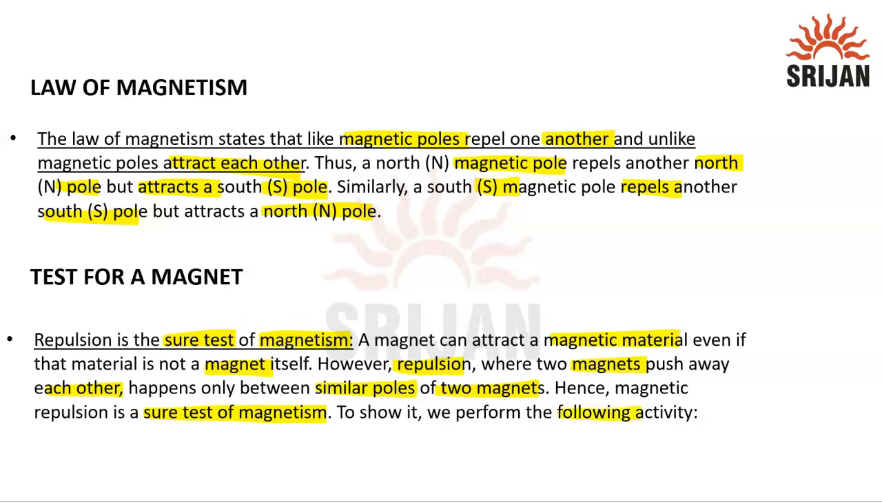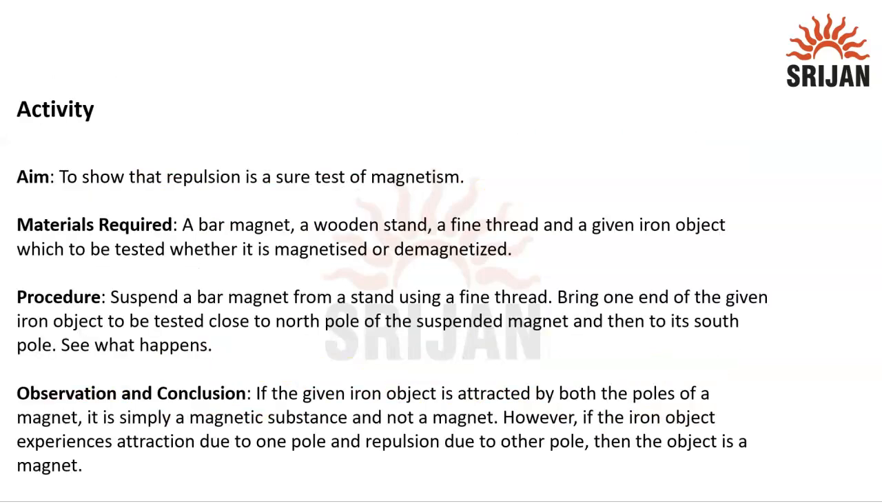To show it, let us perform an activity. In this, we need to show that repulsion is a sure test of magnetism. The materials required are a bar magnet, a wooden stand, fine thread, and a given iron object to be tested whether it is magnetized or demagnetized. Let us have a look at the procedure. Suspend a bar magnet from a stand using fine thread. Bring one end of the given iron object to be tested close to the north pole of the suspended magnet and then to its south pole, and see what exactly happens.